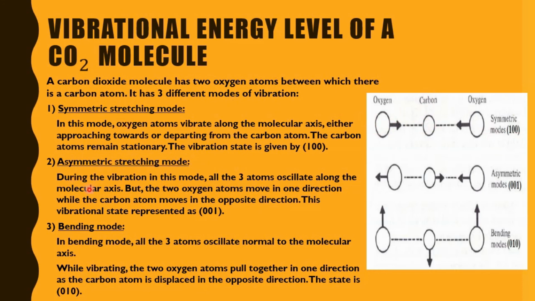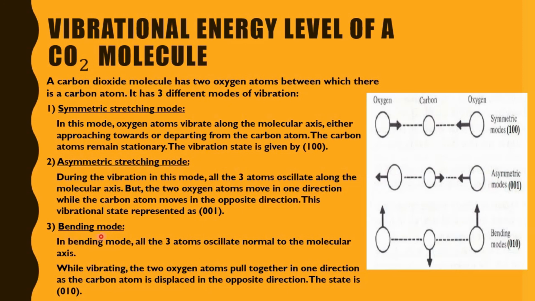Asymmetric stretching mode means that during the vibration in this mode, all three atoms oscillate along the molecular axis, but the two oxygen atoms move in one direction. Both the oxygens move in the same direction, and the carbon atom moves in just the opposite direction. If they are moving to the left, the carbon atom is moving to the right, and if they are moving to the right, the carbon atom moves to the left. This vibrational state is 001, which is the asymmetric stretching mode.